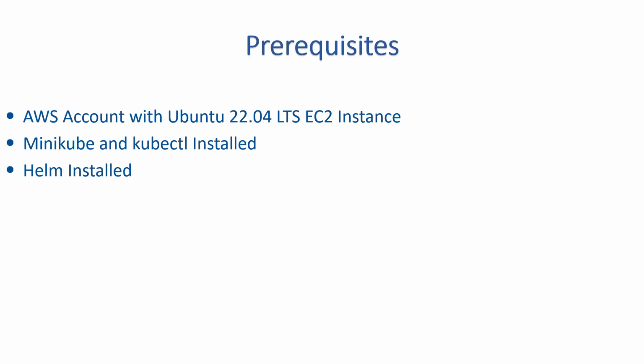So let's see the prerequisites. First, you should have an AWS account with an Ubuntu 22.04 EC2 instance running. Then you should have Minikube and kubectl installed, and also Helm installed on your local machine. Minikube is a tool that enables you to run a Kubernetes cluster locally on your machine, and kubectl is a command line tool for interacting with the Kubernetes cluster. And finally, Helm is the package manager for Kubernetes. It allows you to define, install, and upgrade complex Kubernetes applications.